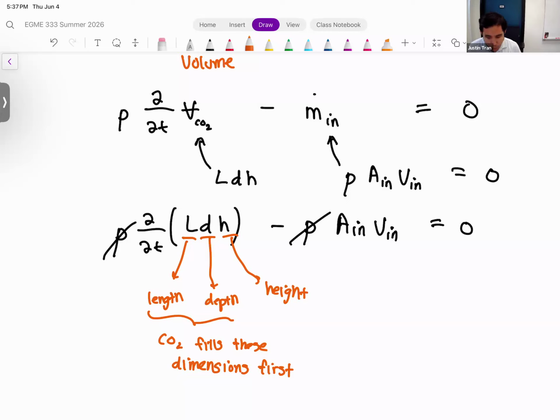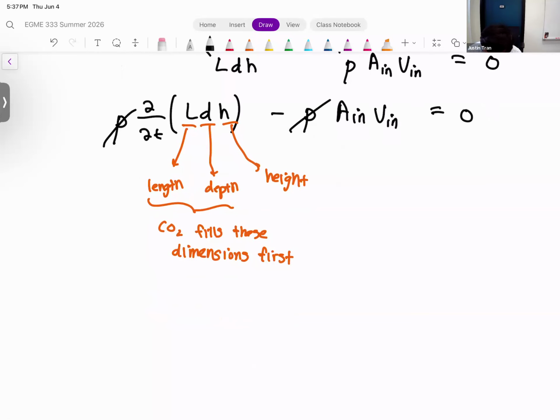And so what we can do is factor those out of our derivative and really just concern ourselves with the rate of change of the height. That's going to be much more easily observable than the other ones, because the CO2 fills the length and depth much more quickly. If we do that, we get L times D, pulled out of the derivative, and then we have the partial derivative of H with respect to time, minus A in V in of the CO2.